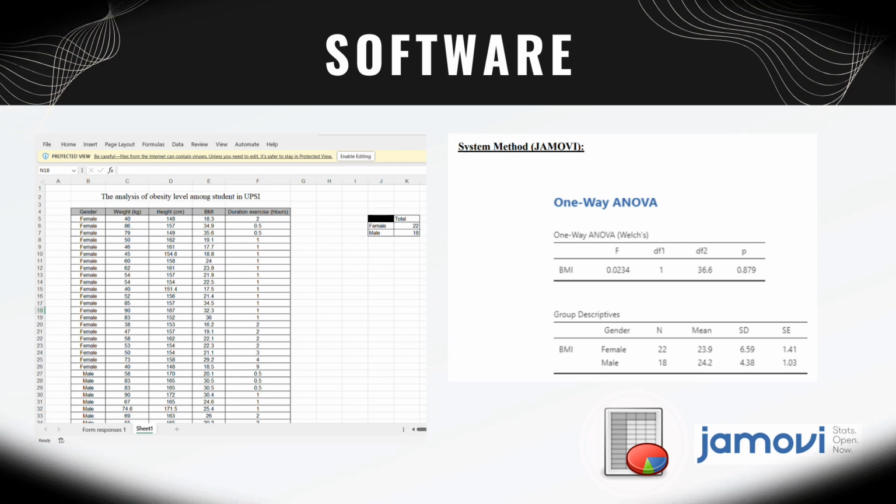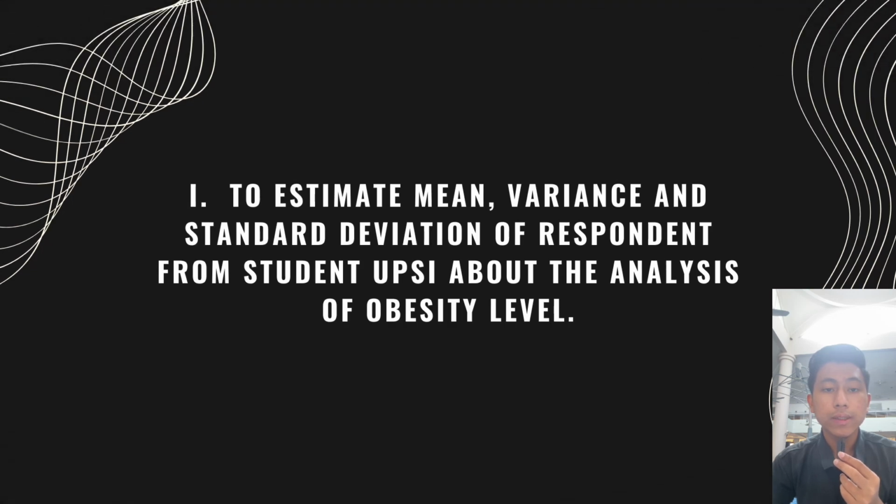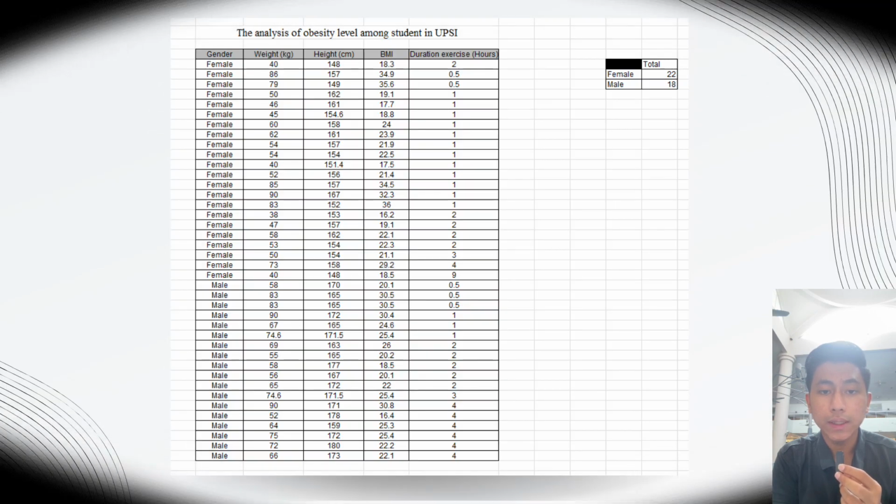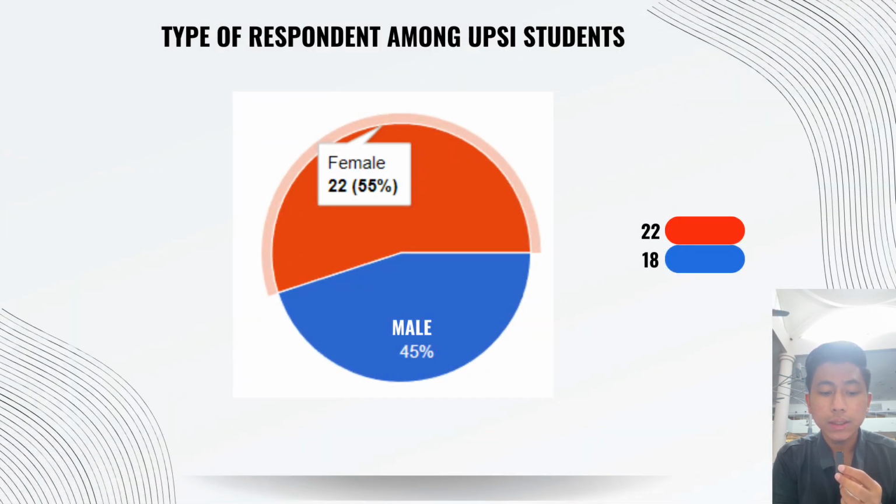Okay, let's check out our first objective, which is to estimate mean, variance, and standard deviations of respondents from students UPSI about the analysis of obesity. So this is the data that we get and display using Microsoft Excel. And this pie chart consists of 2 types of students: for female there are 22 respondents representing 55% that answered our survey, and for male there are 18 students representing 45% that responded to our survey.